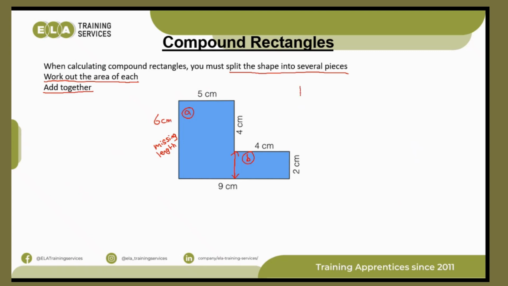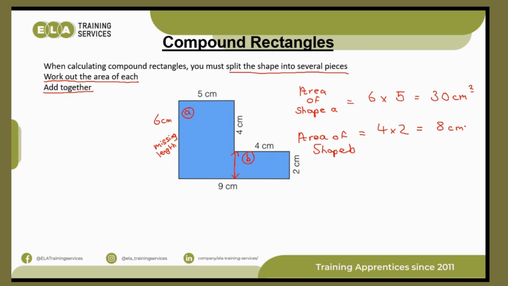So now we can work out the area of shape A, which is 6 times 5, which is 30 centimetres squared, remember, and then the area of shape B, which is 4 times 2, which is 8 centimetres squared. So then the total would be 30 add 8, which is 38 centimetres squared. So you split the shape, you work out each, and then you add together.